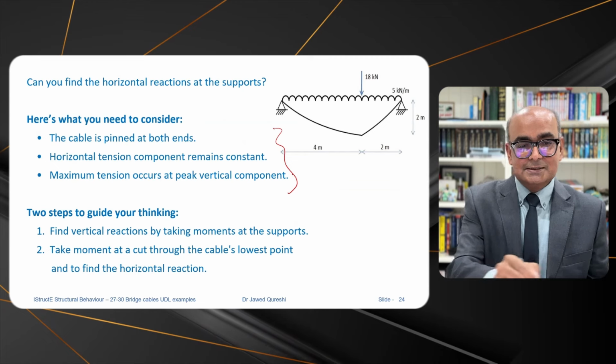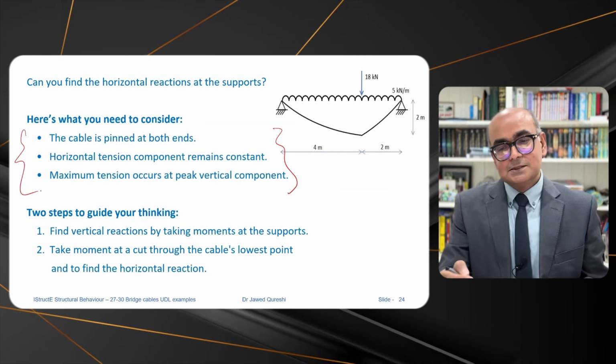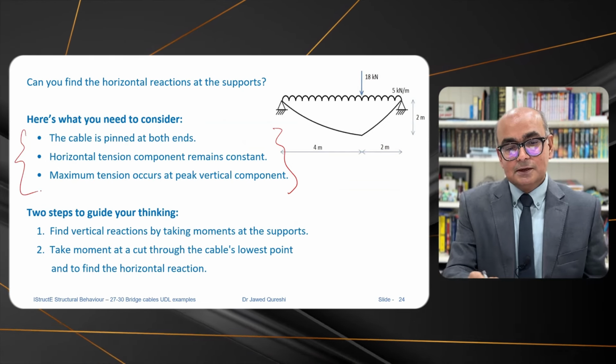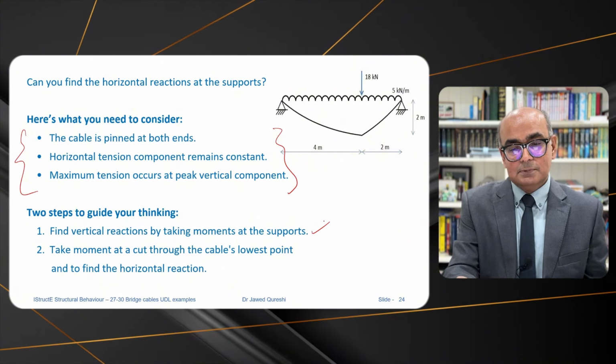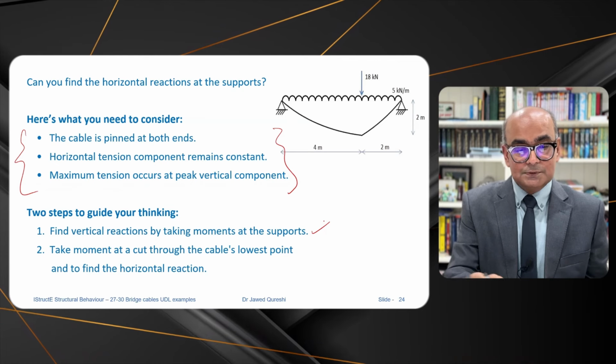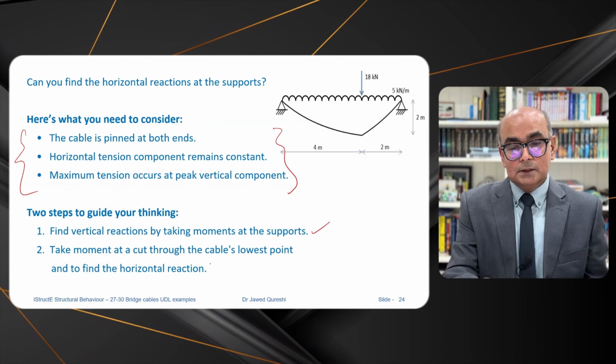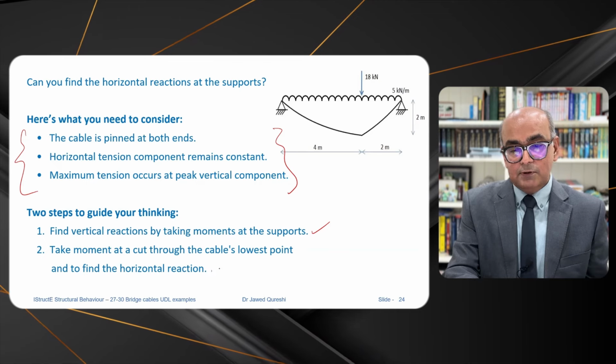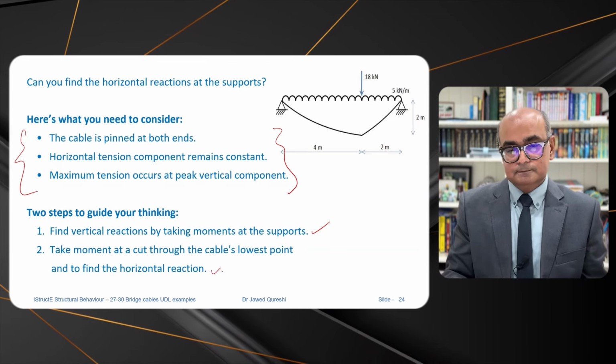So here, these are the constant things that I mentioned earlier. There are 2 steps here. Find vertical reactions by equilibrium, and take moment at a cut through the cable's lowest point and find the horizontal reaction.